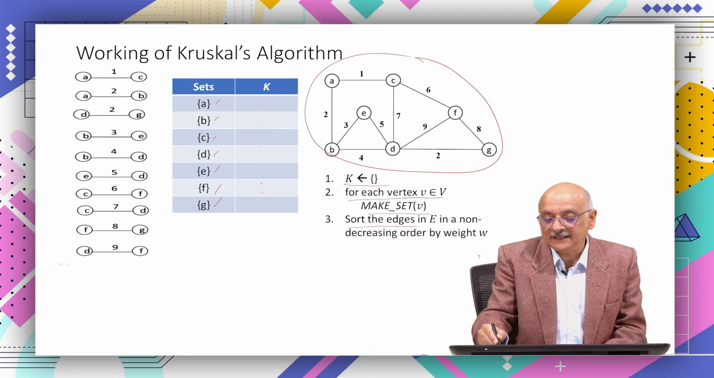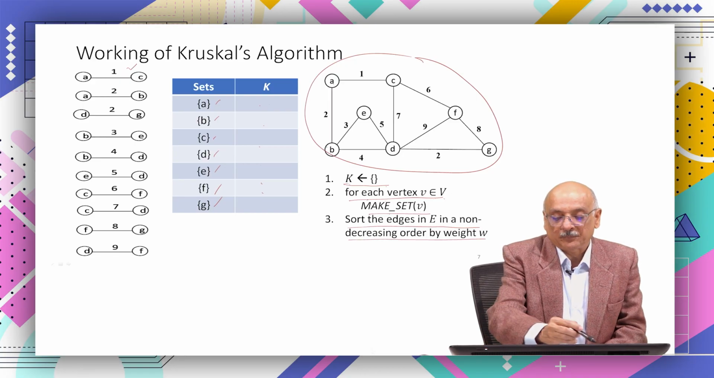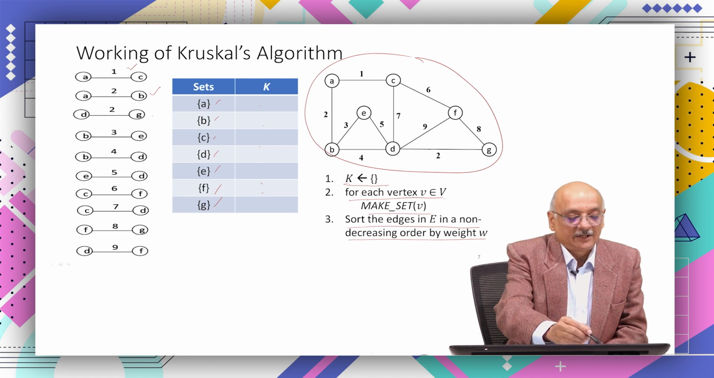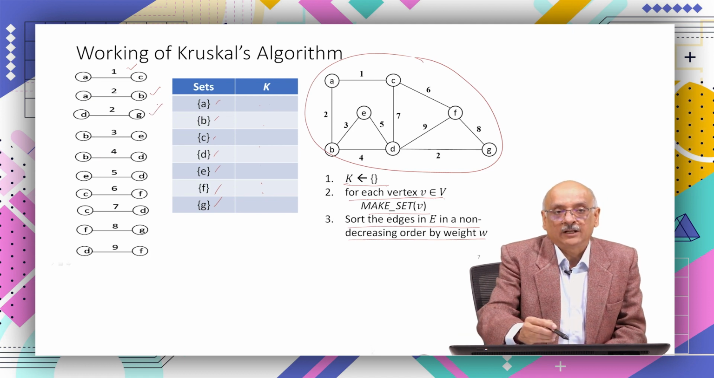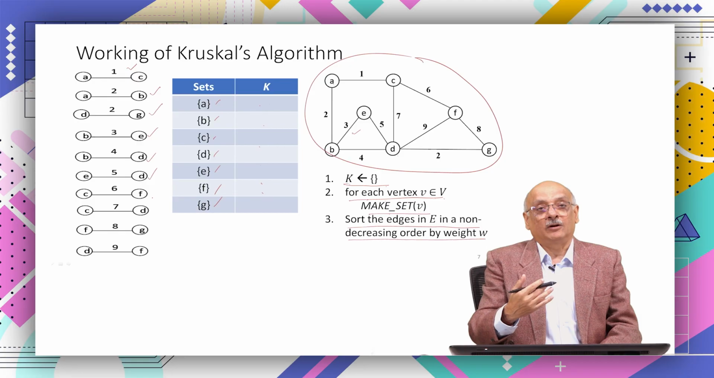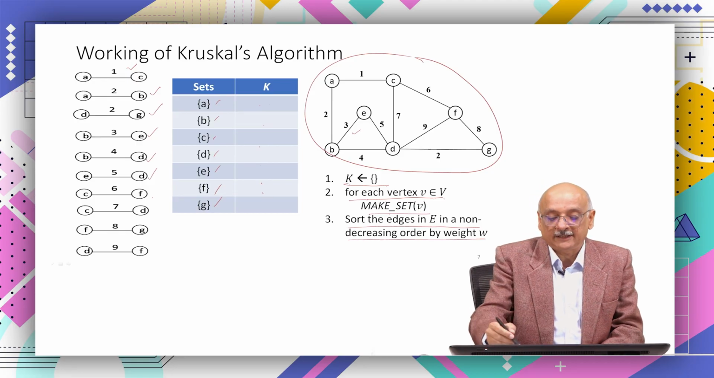Then sort the edges in E in non-decreasing order of their weight. The first edge which has the least weight is AC, so it appears over here. Next is AB, which comes here. Next is DG, so DG is here. Like that, you can see that these edges are put in non-decreasing order. So we have got the edges in non-decreasing order.